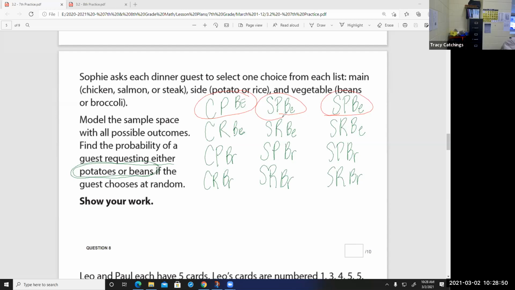Remember, they gave us two options, so that means I'm looking for all my potatoes, and then I'm going to look again to get everything that had beans. All right, how many do we have? 9. How many total did we have? 12. 9 out of 12. 75%.